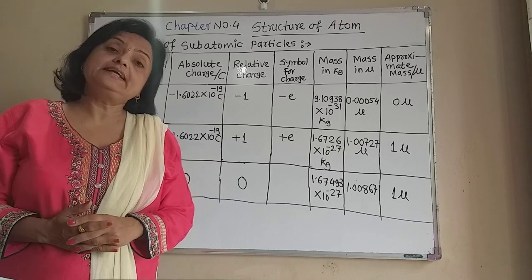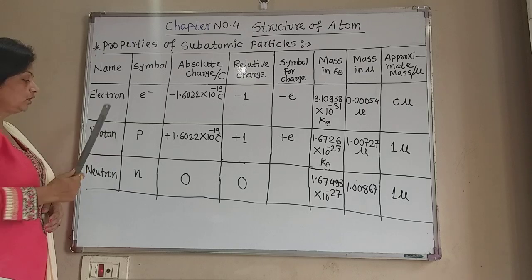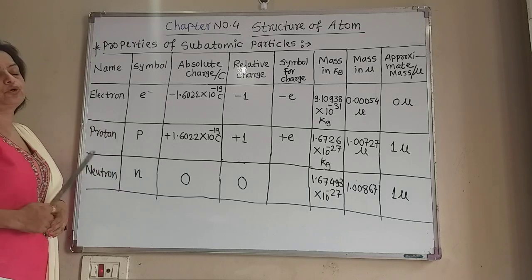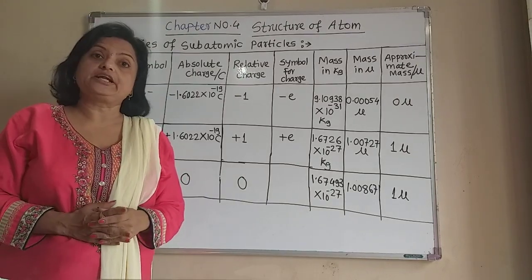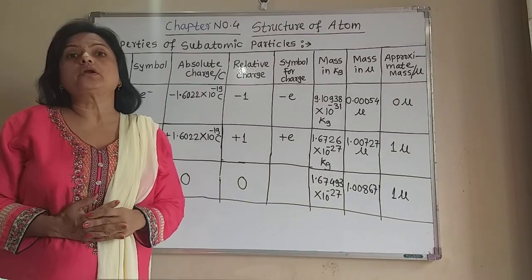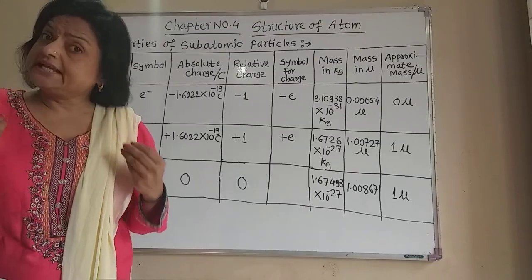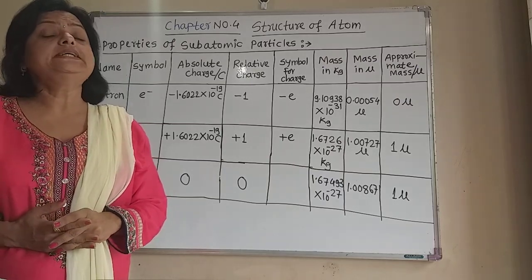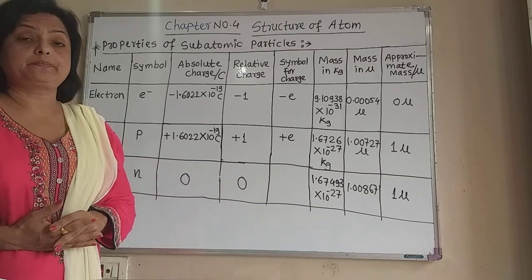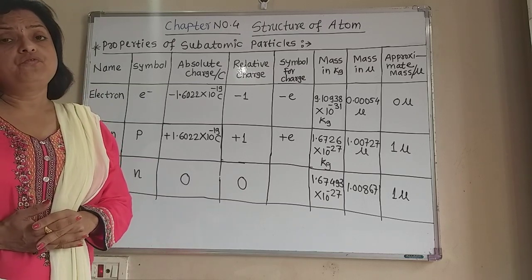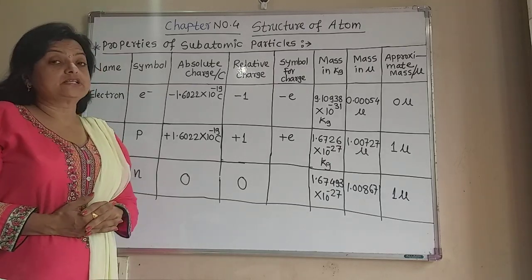Now which are these three subatomic particles? You know from the 10th standard: electron, proton and neutron. These are called the subatomic particles. There are different theories about the discovery of these three types of subatomic particles of the atoms. But first let us see the properties of these subatomic particles.